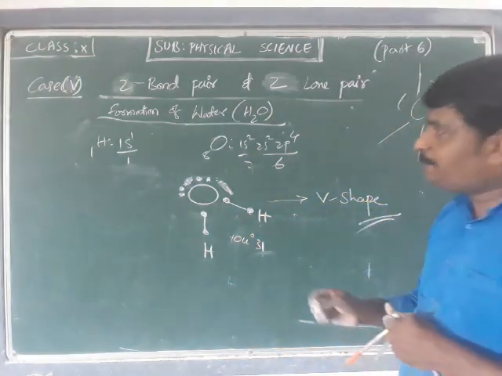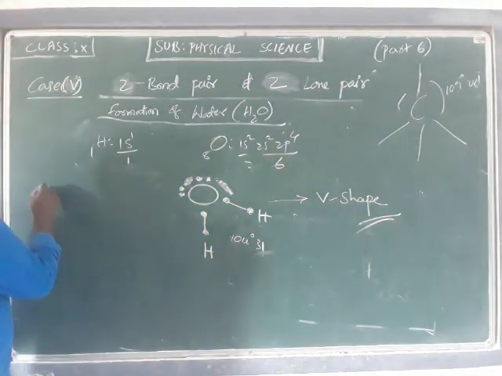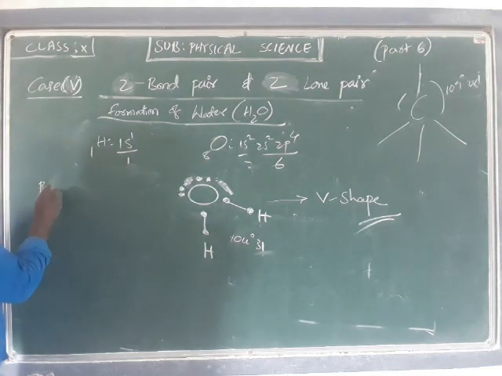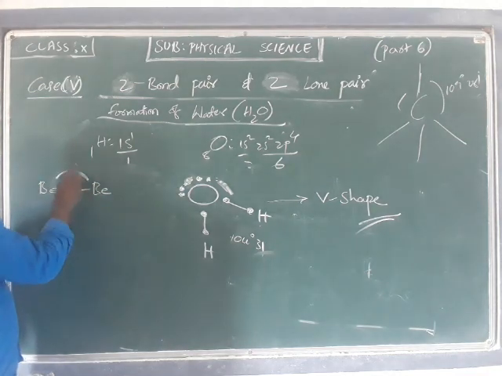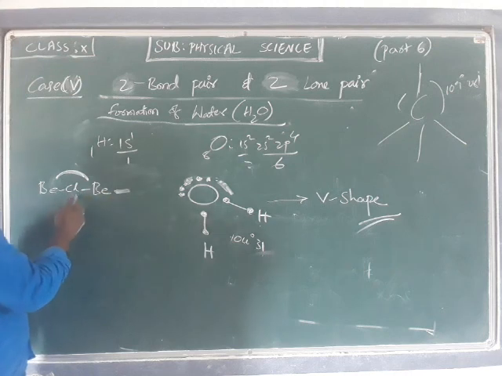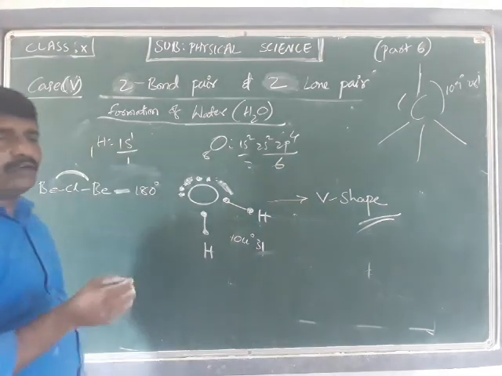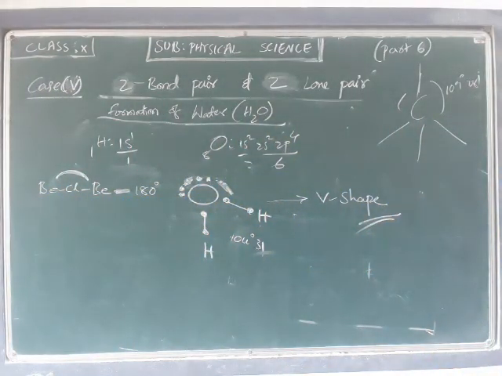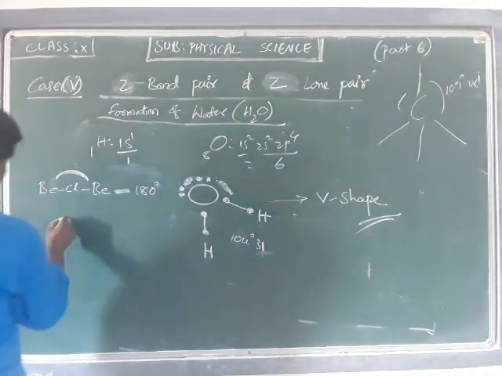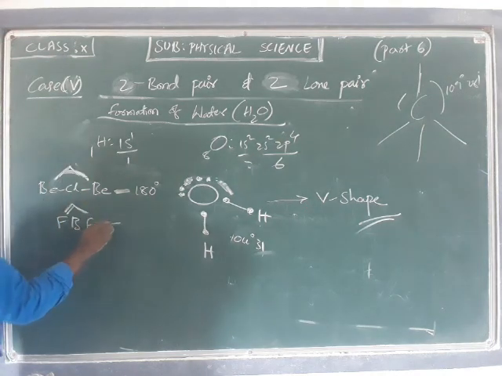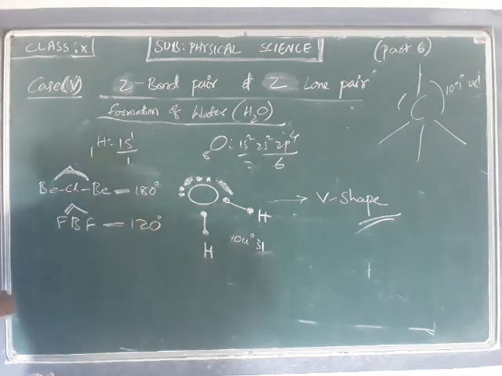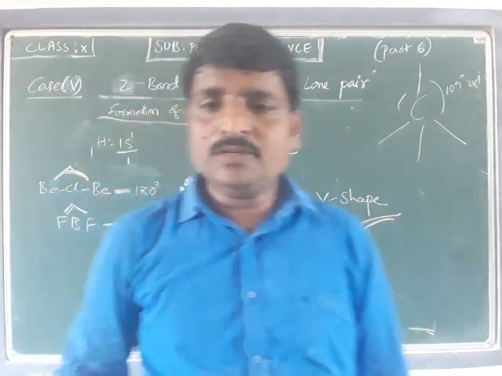To express the bond angle for every case, we write like this: beryllium chloride. This is the bond angle. Like this we will mention, that is 180 degrees. Boron trifluoride: in order to mention the bond angle of boron trifluoride, we will mention like this, F-B-F. This is the angle, and that is equal to 120 degrees. Is it okay for all of you?